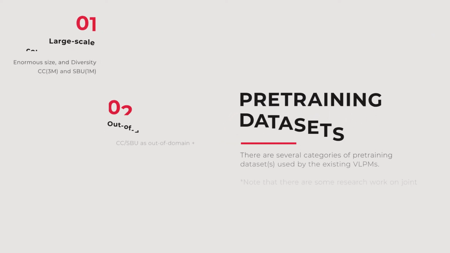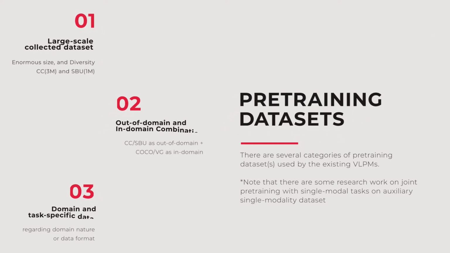With the well-defined input format and model structure, the pre-training can then be conducted. The most used are large-scale web-collected datasets, with enormous size and diversified nature. For example, the Conceptual Captions, CC, with roughly 3 million data pairs, and SBU Captions with around 1 million. It is found that a larger-sized corpus leads to better performance in downstream transfer tasks.